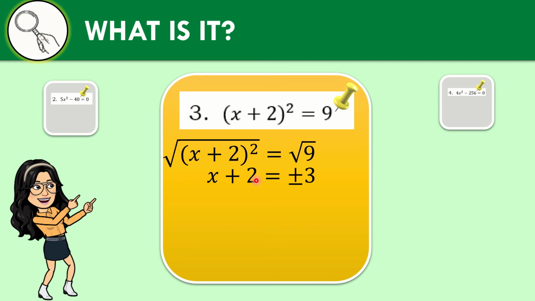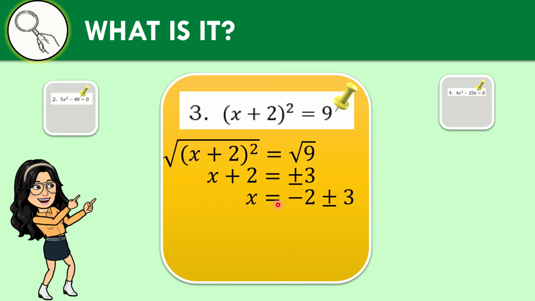But the left side of our equation is still not yet final. We still have a positive 2 here and we are looking only for the value of x. So what we need to do is apply the addition property of equality on both the left and right sides. We are going to add negative 2 to eliminate the positive 2 here. Do you understand? So let's see the next step.